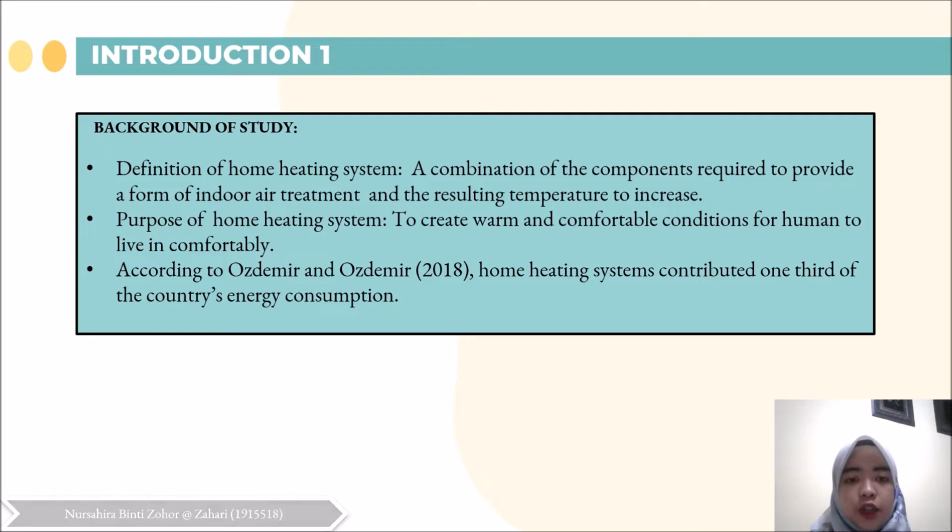The definition of the home heating system is a combination of the components required to provide a form of indoor air treatment, resulting in the temperature increasing. The purpose of the home heating system is to create warm and comfortable conditions for humans to live in. According to Osdimer in 2018, home heating systems contribute 1/3 of the country's energy consumption.